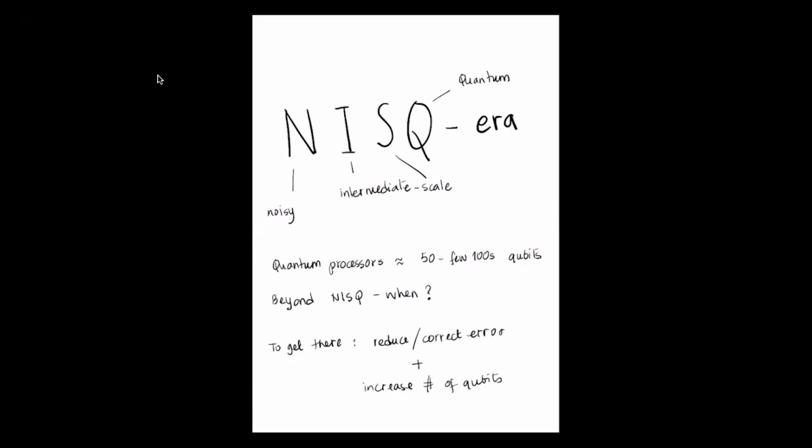And it appropriately describes where we are right now. So what does NISQ stand for? N is noisy, I is intermediate scale. Sorry, I and S both together, and Q is always quantum.